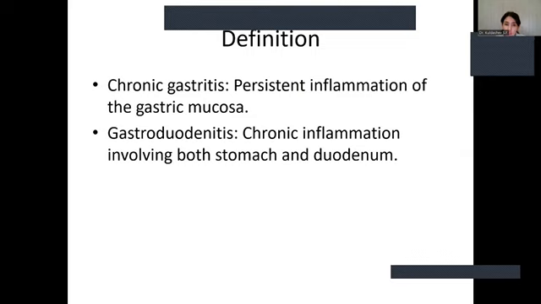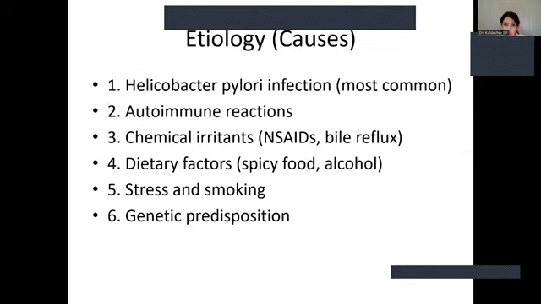Gastroduodenitis is chronic inflammation involving both the stomach and duodenum. Etiological factors. 90 to 95% of chronic gastritis is caused by Helicobacter pylori infection. Other causes are autoimmune reactions, chemical irritants, dietary factors, stress and smoking, and genetic predisposition.